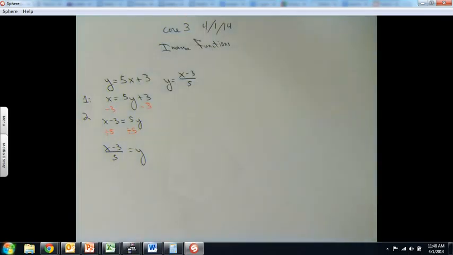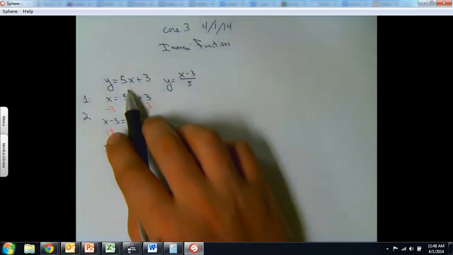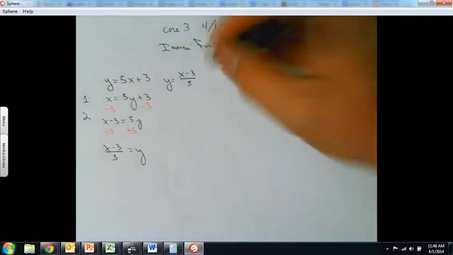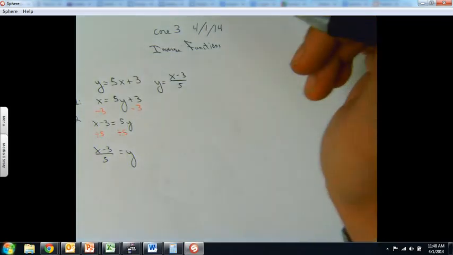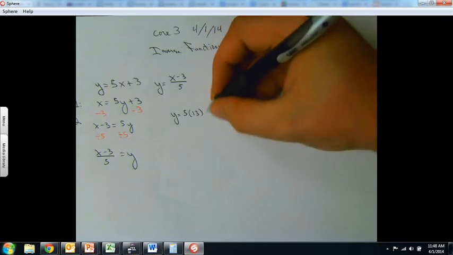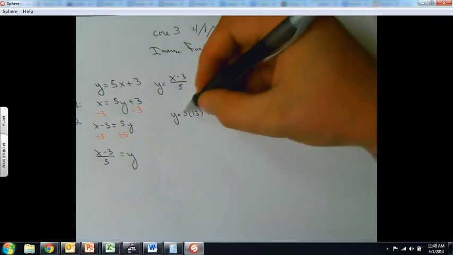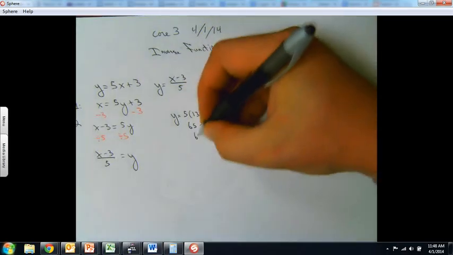Now, these are called inverse functions because they do the opposite of each other. This one undoes this one, if you want to think about it that way, and we can use some proof to show that. So I'm going to take the first one, and I'm going to pick a random number. I'm going to pick 13. y equals 5 times 13 plus 3. 5 times 13 is 65, plus 3 is 68.